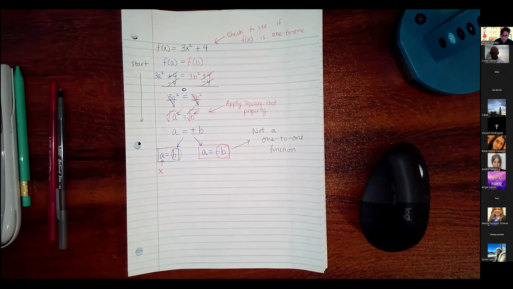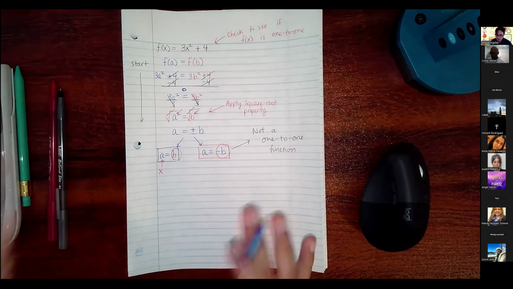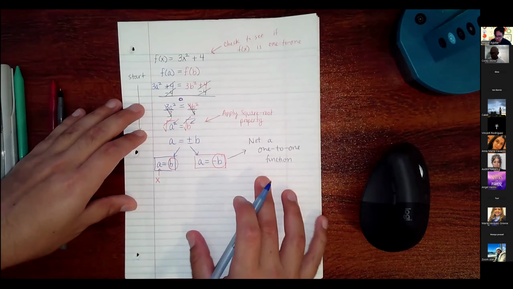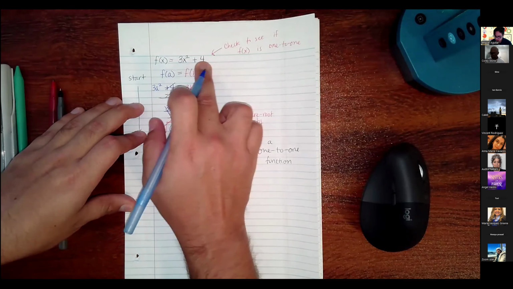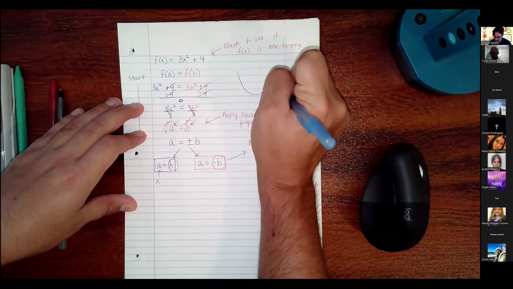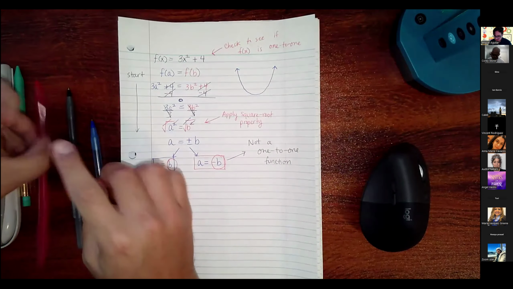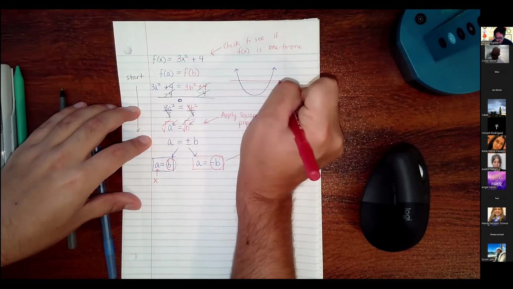Okay. Well, then another way that you could have thought about this from the very beginning, without even applying this definition, is this is a quadratic function. Quadratic functions look like this, right? We call them parabolas. Does a parabola pass the horizontal line test?